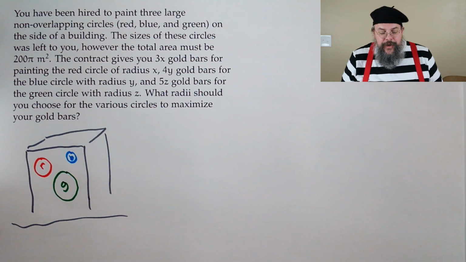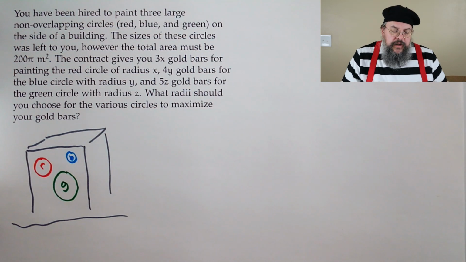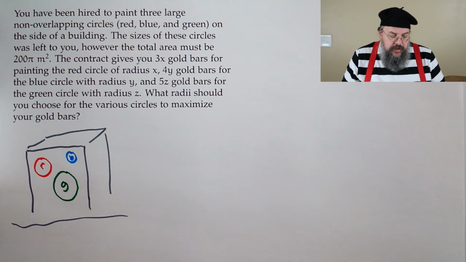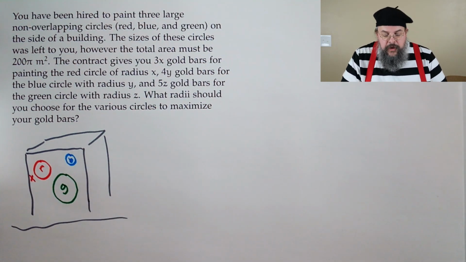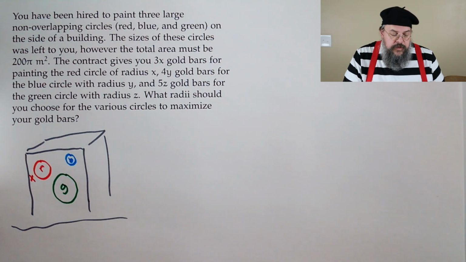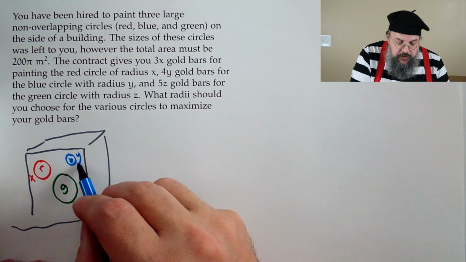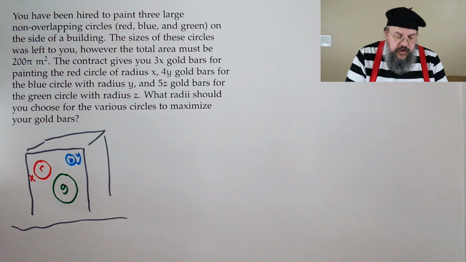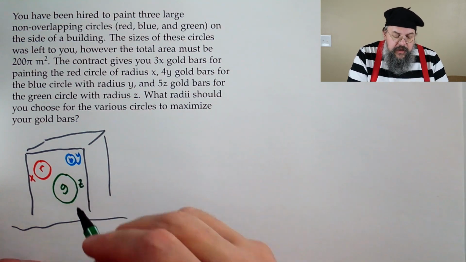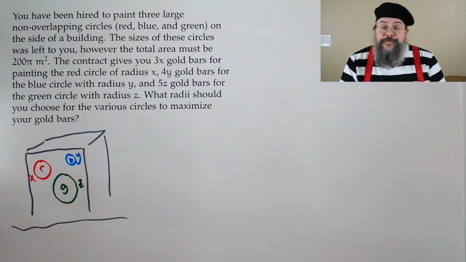All right, hold on. Let's keep going back here. 3x gold bars for painting the red circle of radius x. So the red circle has radius x. 4y gold bars for the blue circle, so that's radius y. And 5z gold bars for the green circle. Nice. And the question is, what radii should you choose for the various circles to maximize your gold bars?